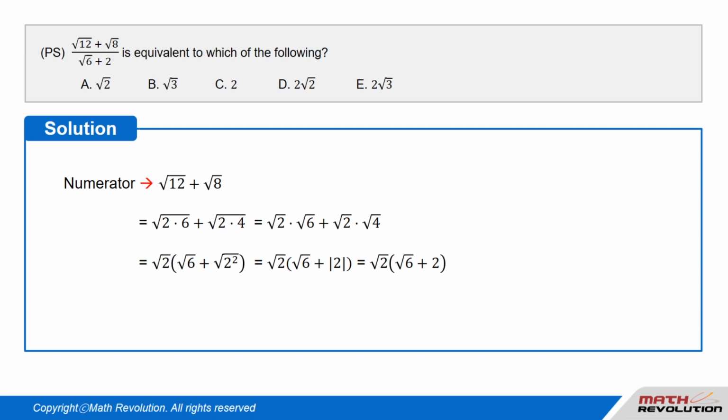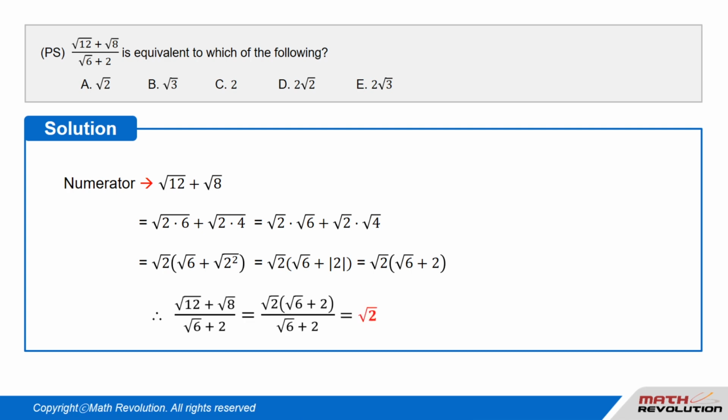Square root of 12 plus square root of 8 equals square root of 2 times 6 plus square root of 2 times 4, equals square root of 2 times square root of 6 plus square root of 2 times square root of 4, equals square root of 2 times (square root of 6 plus square root of 4), equals square root of 2 times (square root of 6 plus square root of 2 squared), equals square root of 2 times (square root of 6 plus modulus 2), equals square root of 2 times (square root of 6 plus 2).